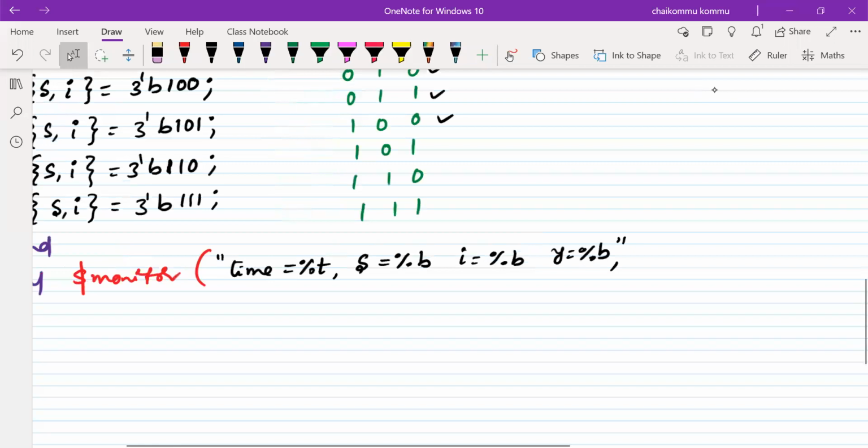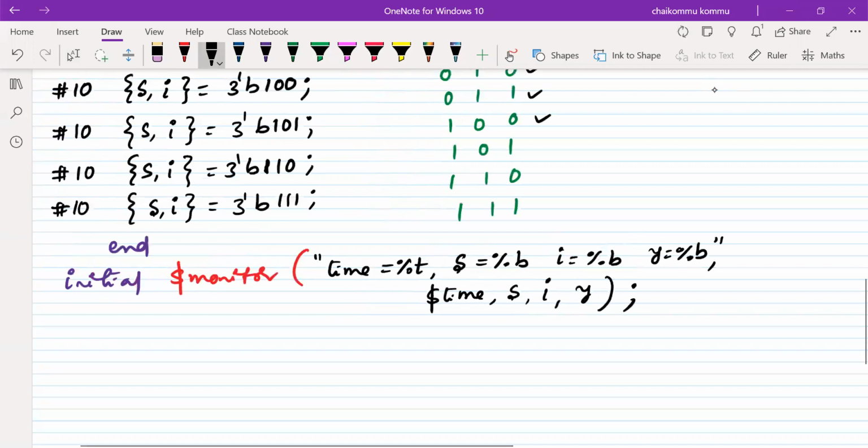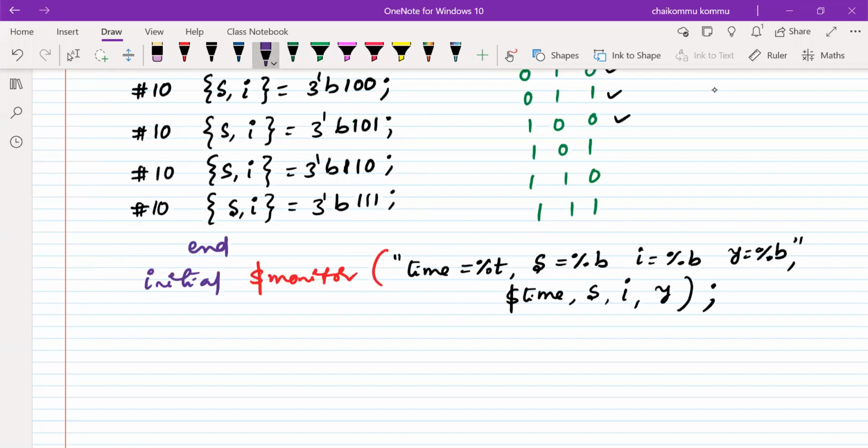So what is the first one I'm writing? The first one is the time, dollar time. What is the second one? I. The third one is I, and the fourth one is y. Like this, I need to end this monitor statement. Finally, the last but one is I need to stop my simulation. Initial.